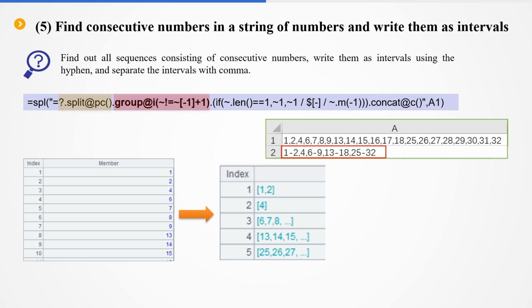As shown in the figure, 1 and 2 are put into one group, 4 is put into one group, 6, 7, 8 and 9 are put into one group, and so on. Then, directly get the value for a group with only one member, and get the first and last values for a group with more than one member, and connect the two values with a hyphen to form an interval. Finally, concat at C concatenates the intervals with commas to get the result in the red box.